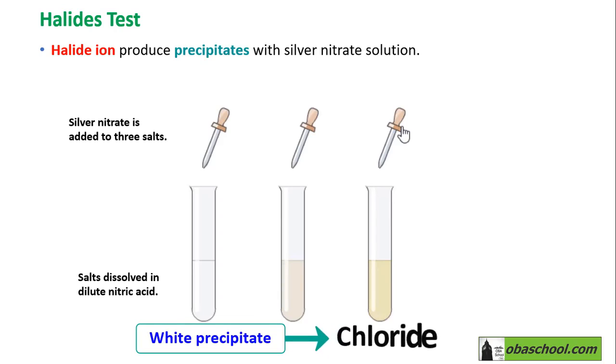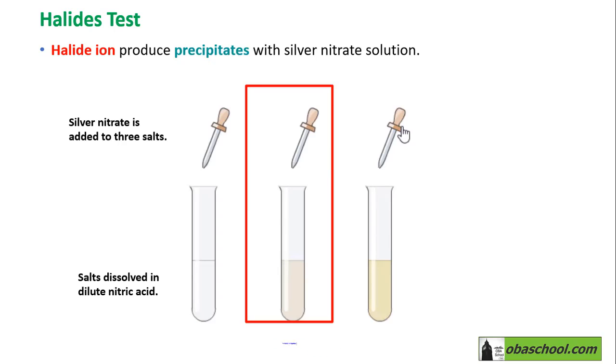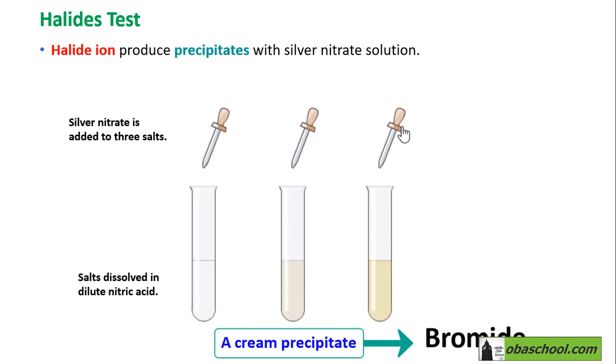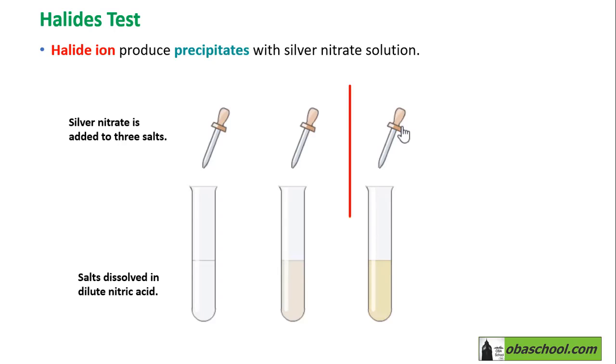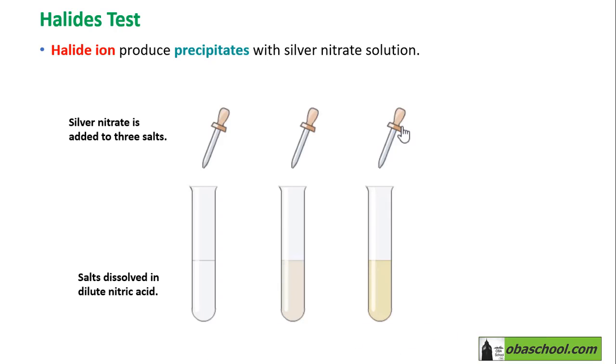In the first test tube, the white precipitate that was formed indicates that there is a chloride ion in this tube. So test tube number 1 carries the Cl ion, the chloride ion. In the second test tube, we observed a cream precipitate. This indicates a bromide ion. And in the last test tube, we observed a pale yellow precipitate, and this indicates an iodide ion. This is how we identify halides whenever we use the silver nitrate solution.